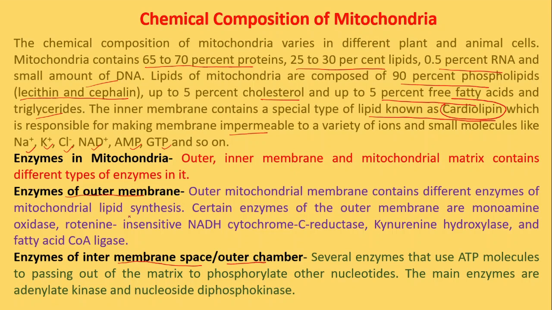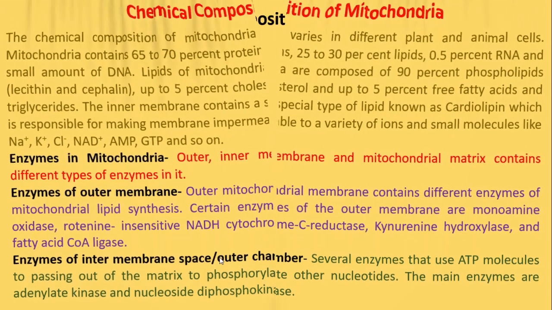So this intermembrane space contains enzymes like nucleotides, adenylate kinase, and nucleoside diphosphokinase. Several enzymes that use ATP molecules passing out of the matrix to phosphorylate other nucleotides are present in the intermembranous space.